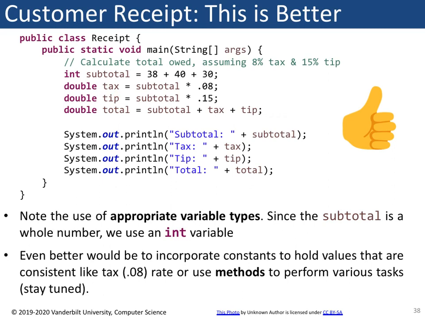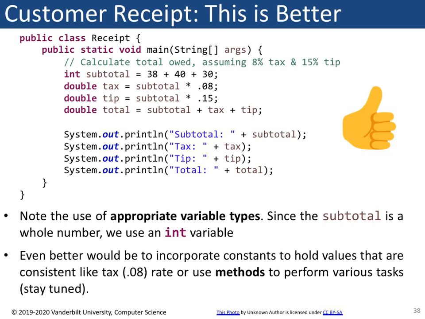Similarly, we're doing the same thing. We have declared a variable tip of type double, and we are assigning it the expression subtotal times 0.15. So that will evaluate, and the result from that evaluation will be assigned to tip. And finally, we are summing subtotal, tax, and tip to find the total, and it is stored in a variable called total of type double.